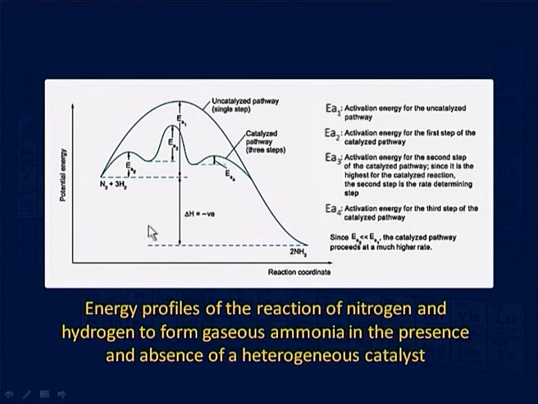The Haber process is a very well known process for the production of ammonia, and it was discovered over 100 years ago, but the exact mechanism of this reaction was not known until 2007. This diagram will provide you a complete understanding of how the reaction proceeds with and without the catalyst.